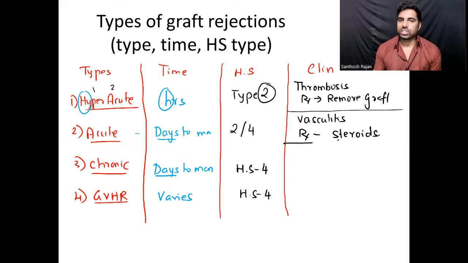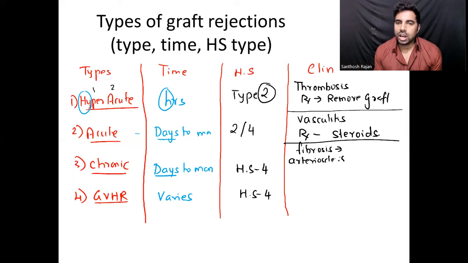Steroids, okay, for graft rejection. And in chronic rejection, usually they have what? Fibrosis. When you talk about fibrosis, they can have arteriosclerosis. Arteriosclerosis in the heart, okay. In the lung, they have bronchiolitis obliterans. And in the liver and biliary system, they can have bile duct vanishing syndrome.